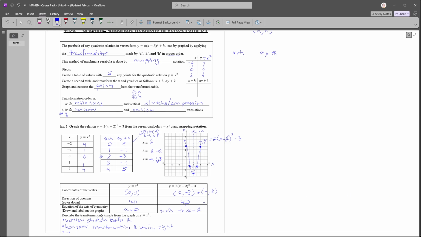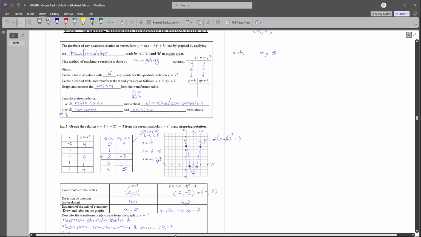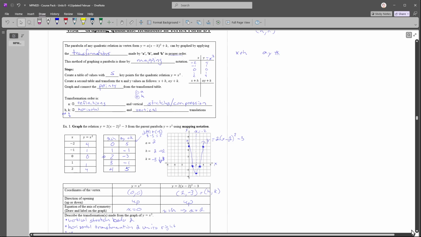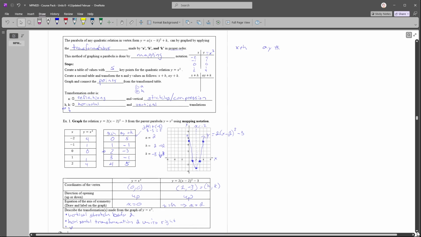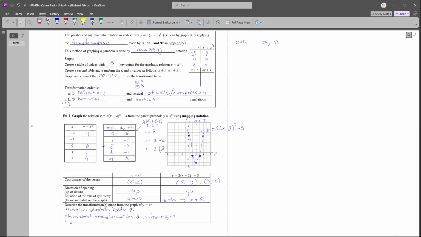Oops, my graph is getting wonky on me here. Just give me a second. All right, let's try this again. A vertical translation, in this case, 3 units down. And that's the whole thing.